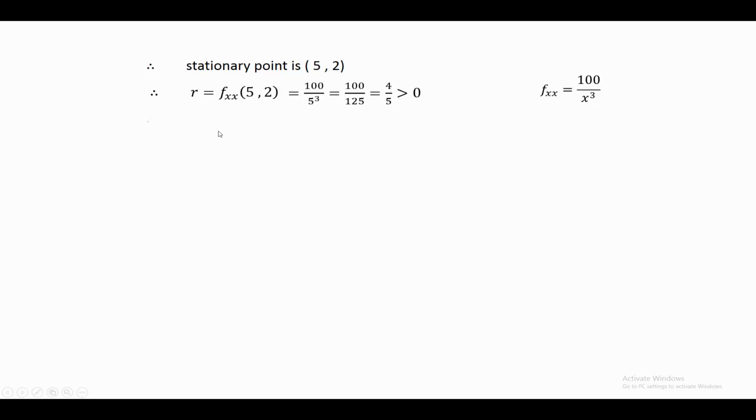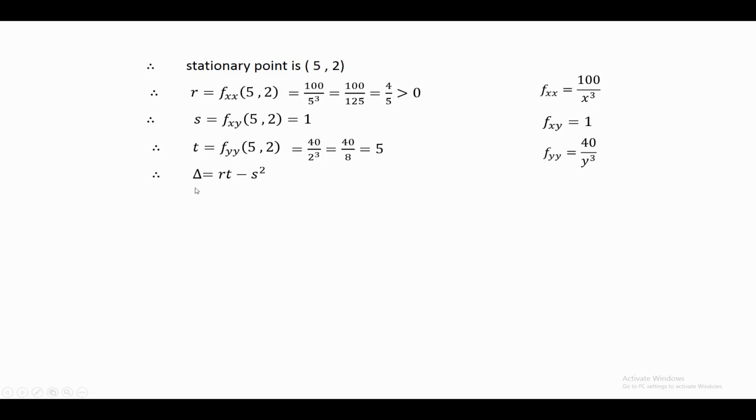Now s is f of xy at (5, 2). We know f of xy is 1, so f of xy at (5, 2) is also the same value, 1. Then t is f double y at (5, 2). We know f double y is 40 upon y cube. Put x is 5 and y is 2 here. So equal to 40 upon 2 cube, means 40 upon 8, and is equal to 5.